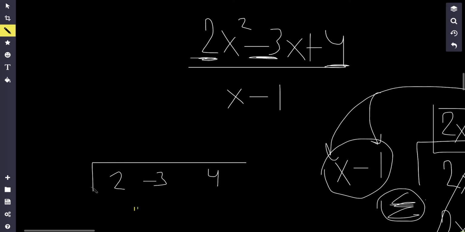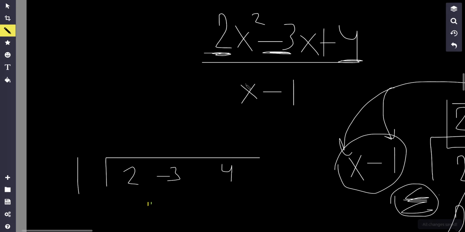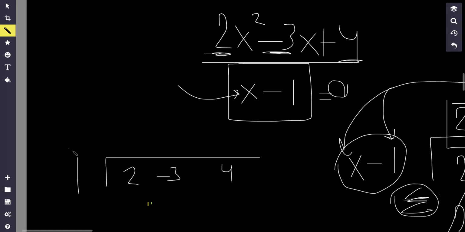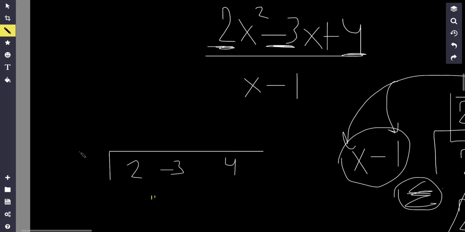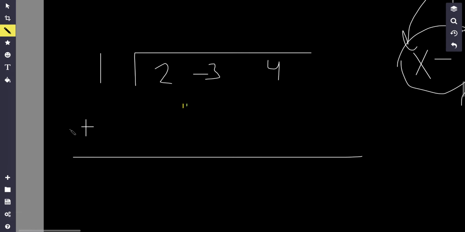It's going to be the same division box. And I'm going to put a 1 on the outside because you're going to look at your denominator and ask yourself, what value of x do I have to plug in to make my denominator equal to 0? And if you plug in 1 for x, 1 minus 1 gives you 0. Now, I like to draw this line at the bottom, and I like to draw this addition sign.